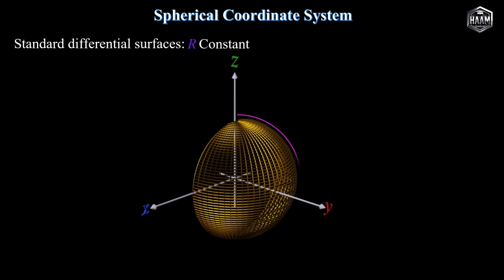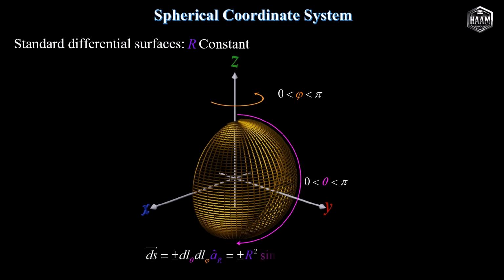Here, our theta ranged from 0 to pi, but phi ranged from 0 to pi rather than 0 to 2 times pi. So, in effect, it's as if we sliced a complete spherical shell along the xz plane and kept the right-hand hemispherical shell. Its ds is still the same constant capital R surface element.